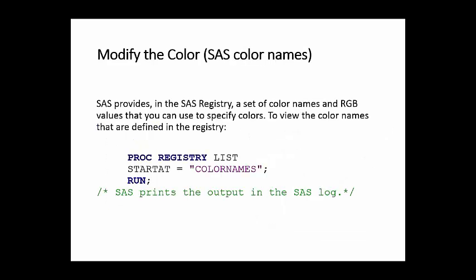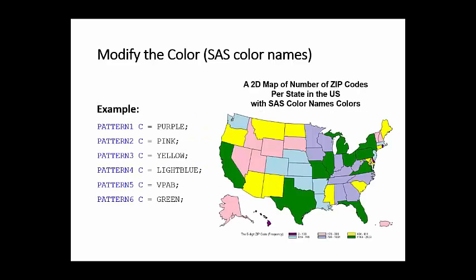An easy way for modifying the colors to color map is using SAS color names. There are a set of color names and RGB values that we can use to specify colors. To view the color names that are defined in the registry, simply use the code on this slide. Again, pattern statements are used to define the color.